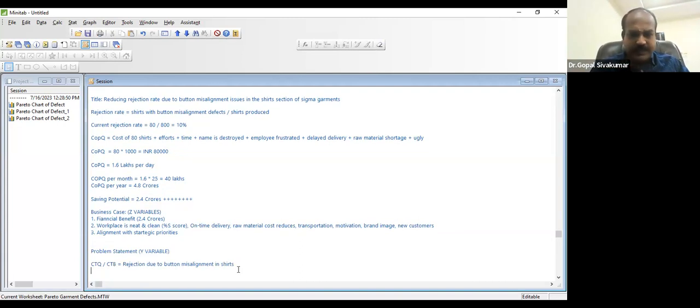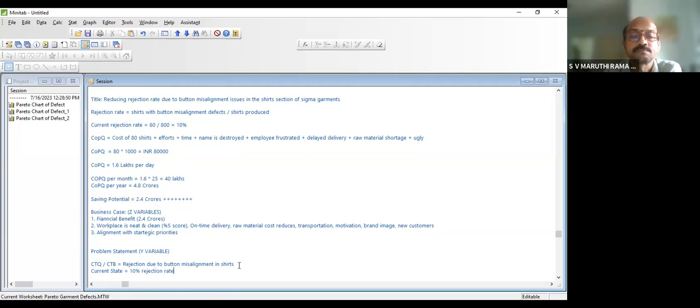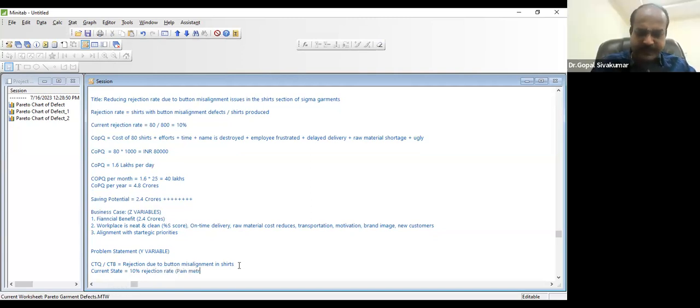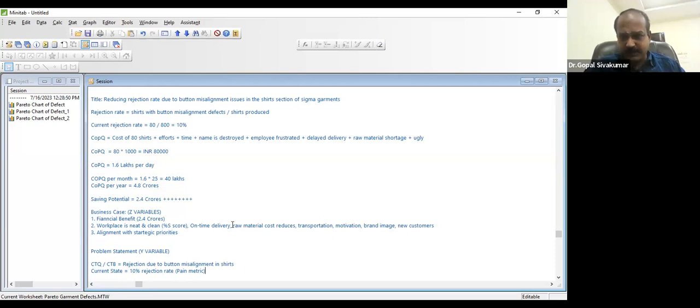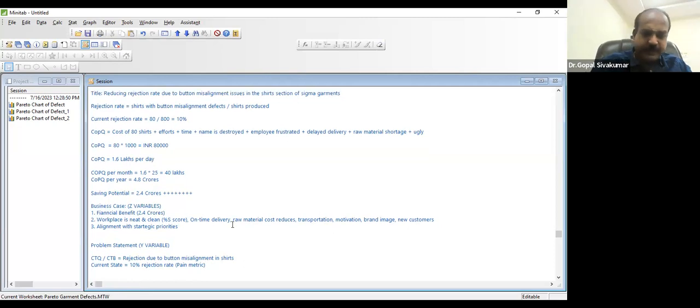So this is the current state. See here, the current state of the problem is how much? 10% rejection. This is what I mean by pain metric. Your boss will immediately understand the intensity of the pain. Oh, 10% is going there. That means every 1,000 shirts, 100 shirts are going to the garbage. Scrap. We can't export it. So, pain metric.